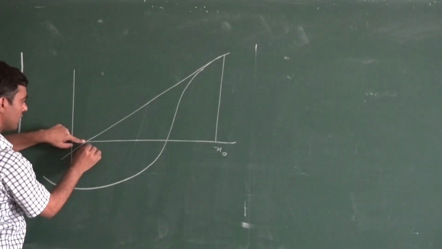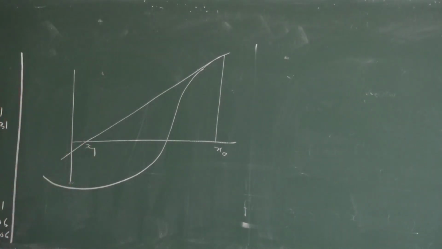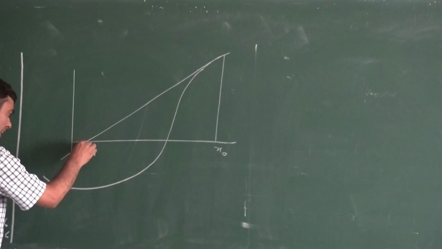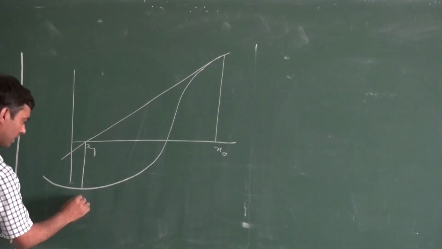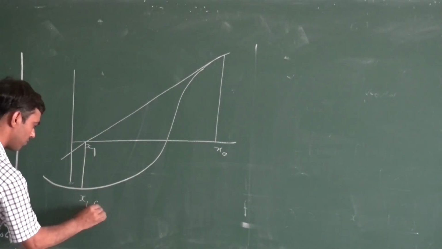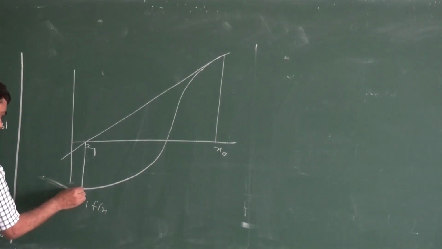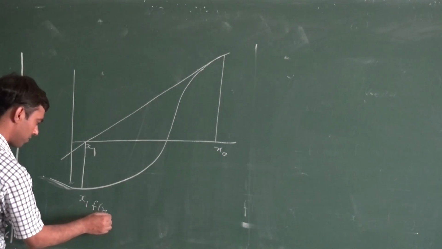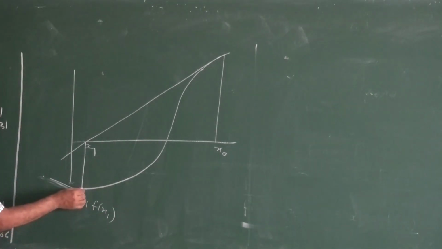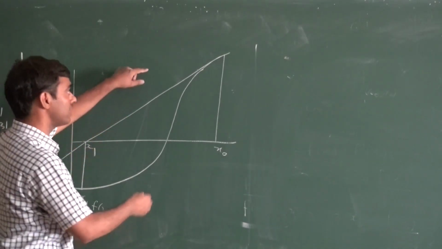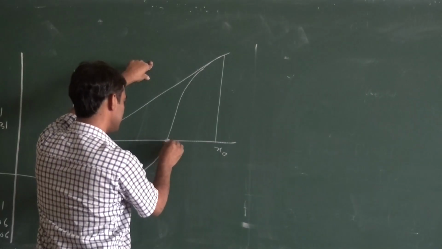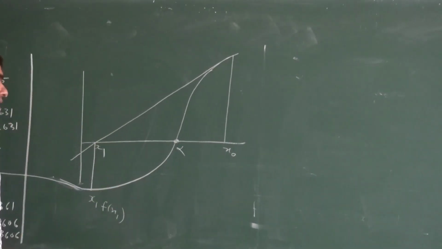This one is the first approximate value. If you find the value of the function at this point, then this becomes x1, f of x1. So if we draw the tangent here, then this will intersect too far from our actual root. Where is the actual root? The actual root is here, alpha.